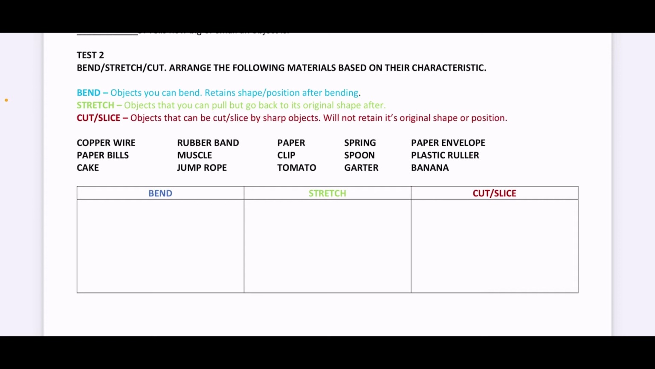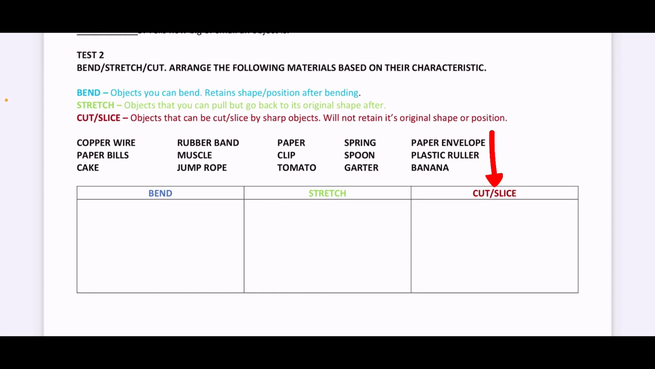And lastly, we have cut or slice. These are objects that can be cut or sliced by sharp objects. They will not retain their original shape or position. Okay, so there will be a change in shape or position. Now, all we have to do here is write your answers on the table below. So as you can see, they are classified into 3. We have bend, we have stretch, and lastly, we have cut or slice. So you will identify the objects whether they can be bent, stretched, or cut or sliced.